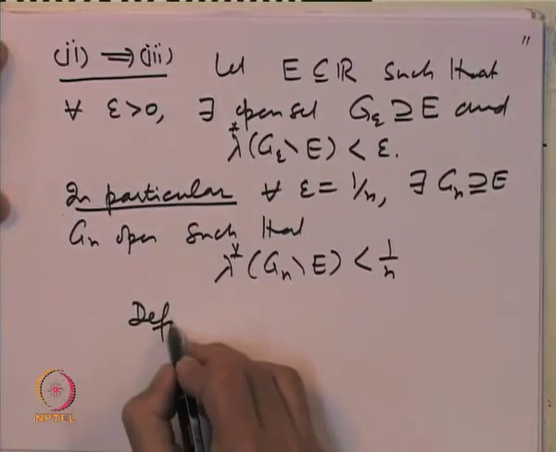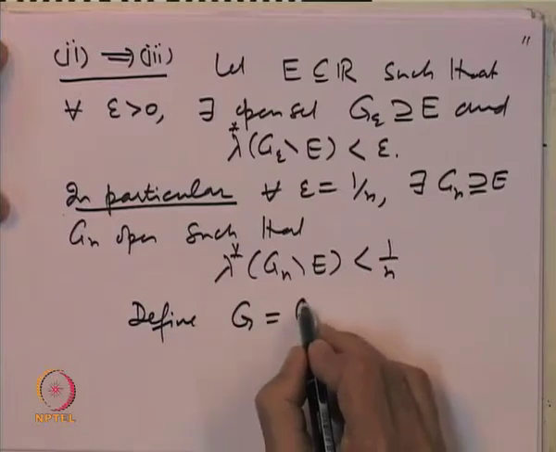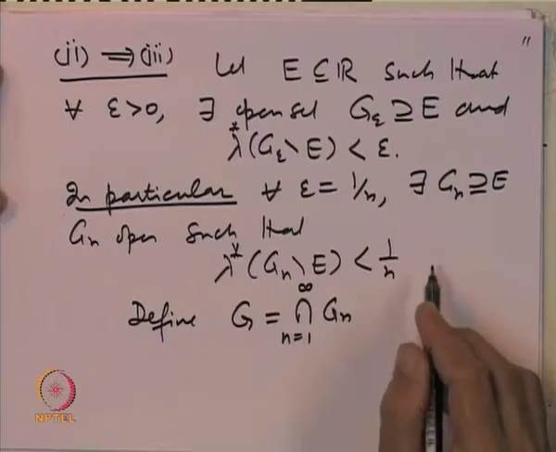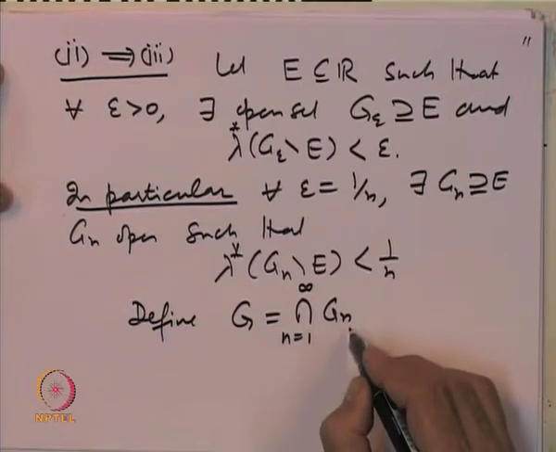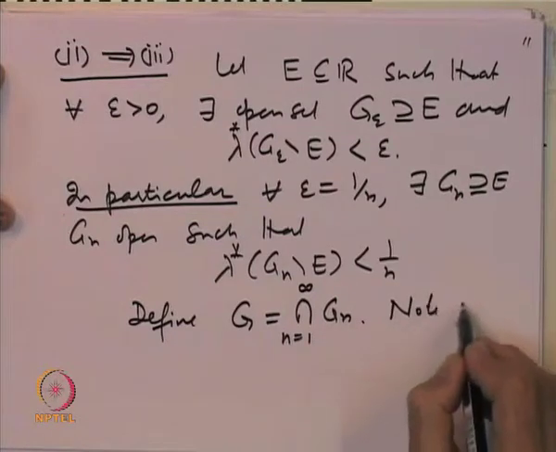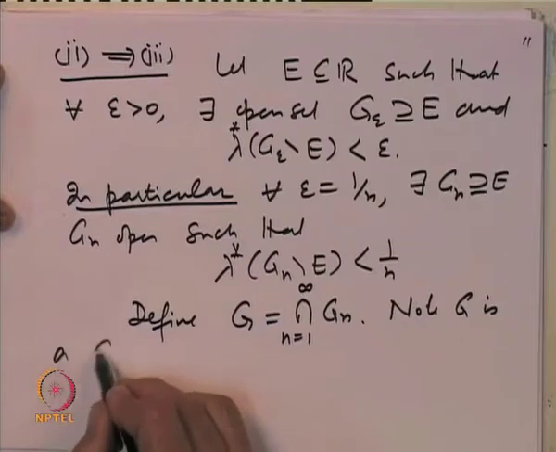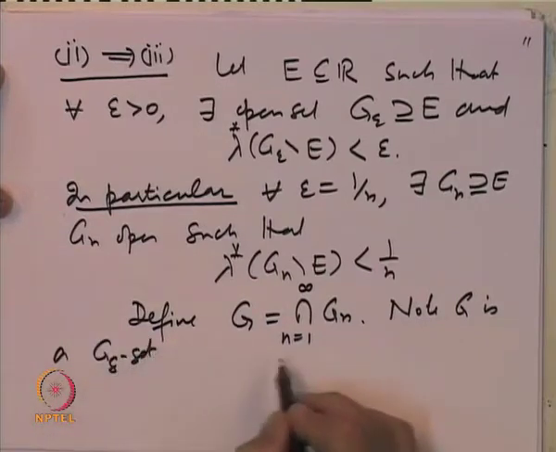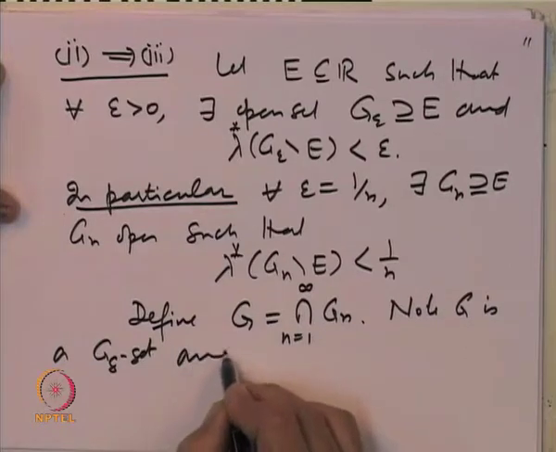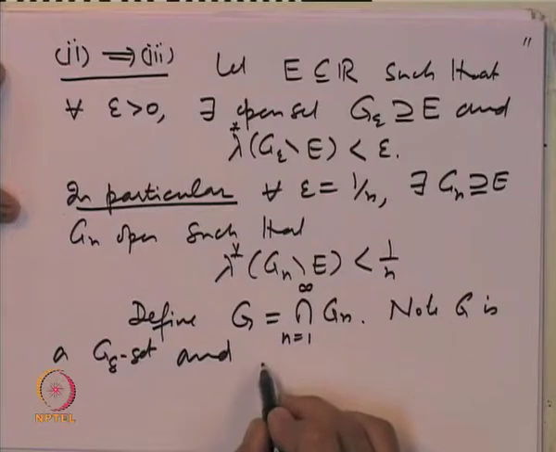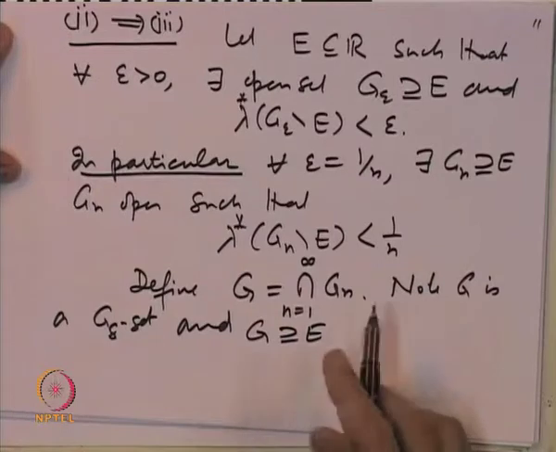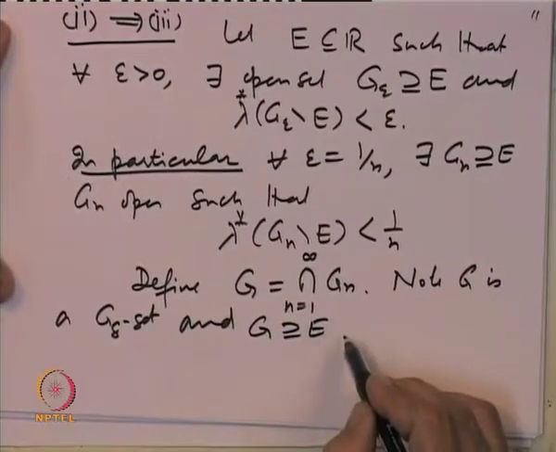So, it says the following. Define G equal to the intersection of G n, n equal to 1 to infinity. So, what is G? G is an intersection of open sets. So, note G is what is called a G delta set. A G delta set is by definition an intersection of open sets, and this set G includes E, because each G n includes E. So, G also includes E.